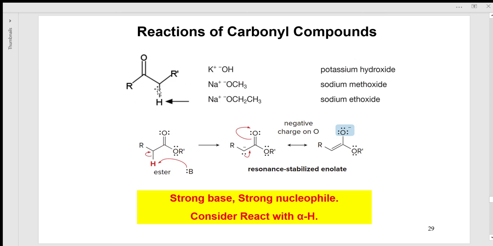They normally deprotonate the alpha hydrogen to form an enolate. In the enolate, there is a carbon anion or oxygen anion here. Particularly this carbon anion is a very strong nucleophile, and we can do a lot of reactions from this strong nucleophile.